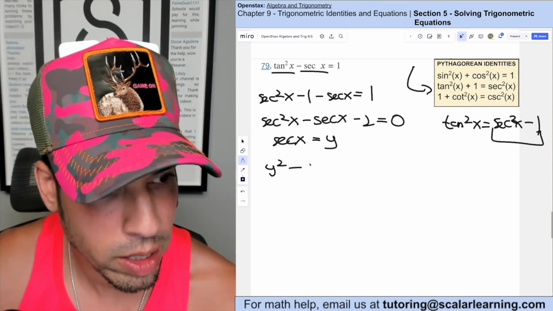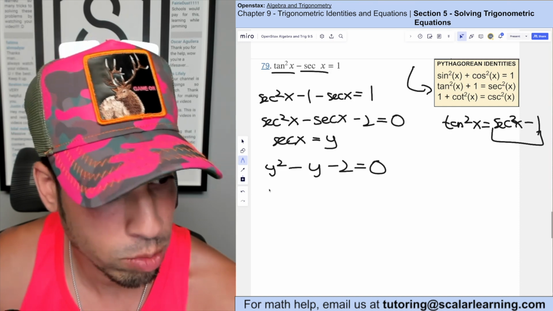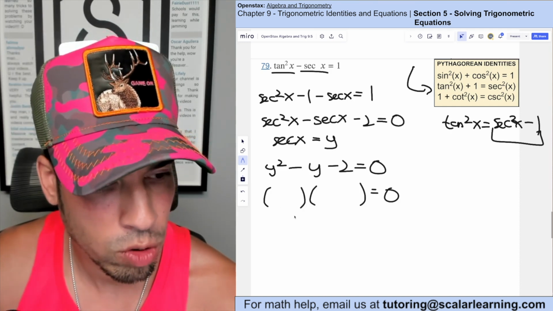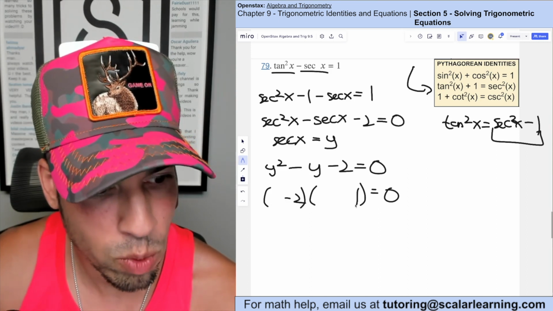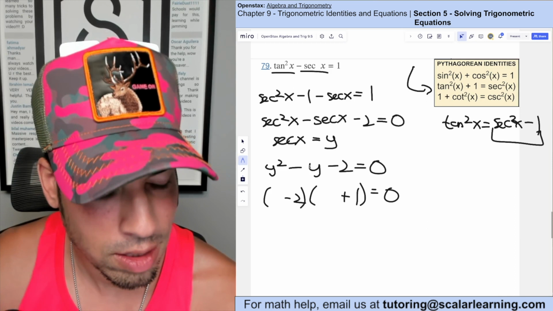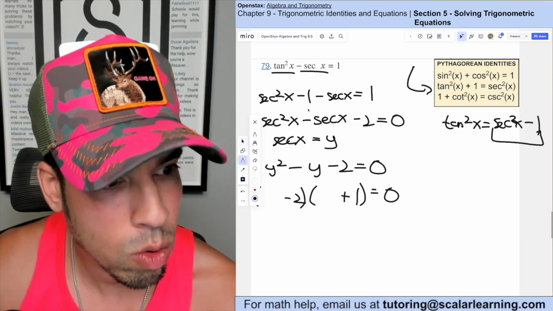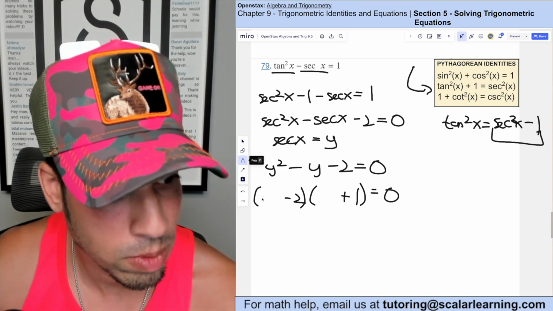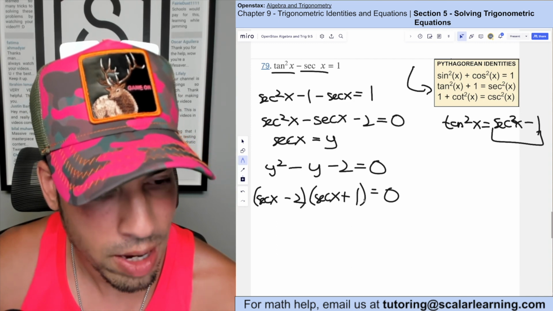Then I'm going to set secant x equal to y, and I'm going to see if this is factorable, right? So I got y squared minus 1y minus 2 equals 0. And this is factorable, right? Because I can think of 2 numbers that multiply to -2, add to -1. That would literally be -2 and 1, right? You add those, they get -1, multiply, you get -2. And then I can substitute the secant back in to save a little time. So I'm going to say secant of x minus 2, secant of x plus 1.